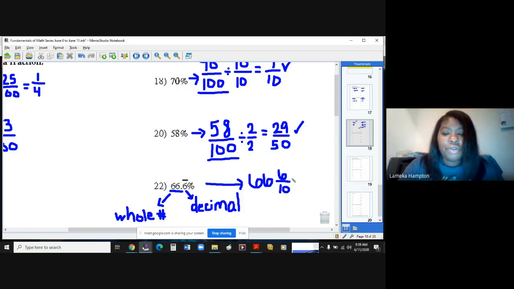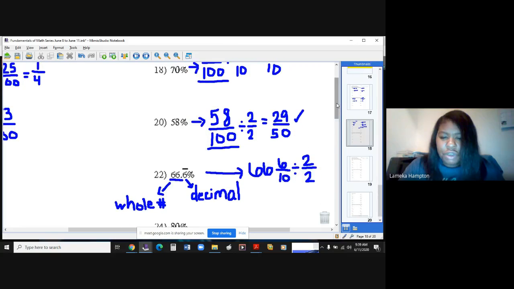But I can reduce 6 over 10. So when I do this, I'm going to divide by 2, because remember, 6 and 10 are even numbers. And when I do this, my final answer, make sure I scroll down just a little bit. All right. My final answer is going to be 66 and 3/5.